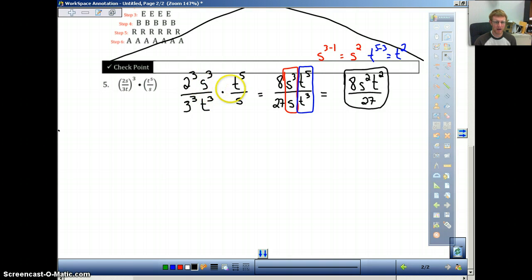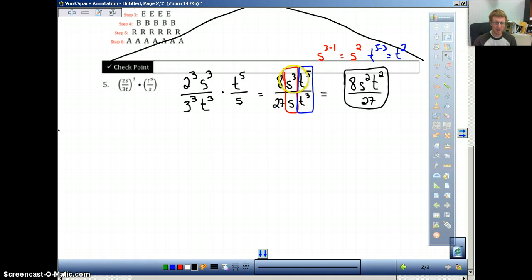Then what we did was combine everything into one fraction, so we just multiplied straight across the top. 2 to the third is 8, s to the third stays, t to the fifth stays. 3 to the third is 27, s stays, and then t to the third stays. Notice all I did was rearrange this. You can rearrange it in any order you want; I just lined it up.